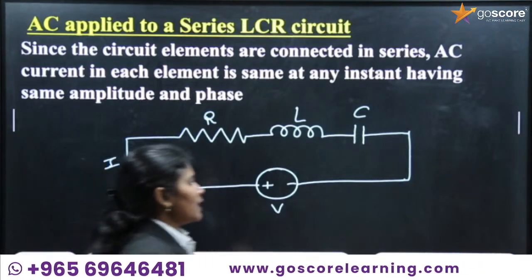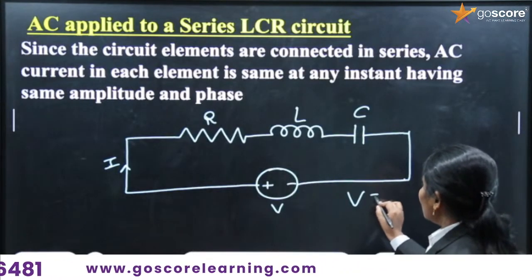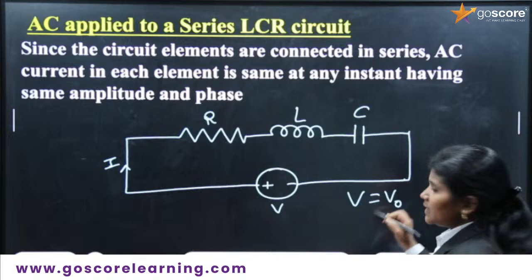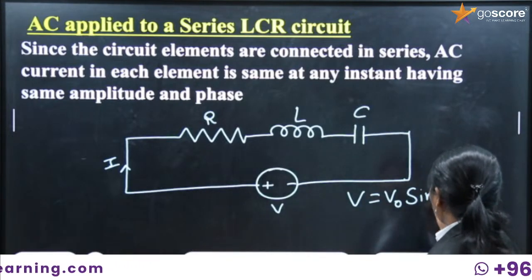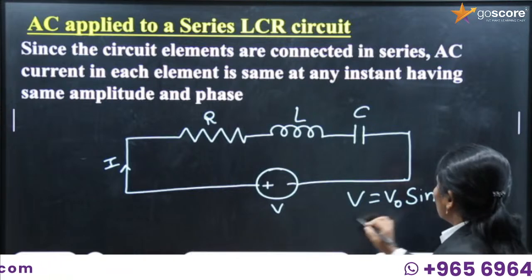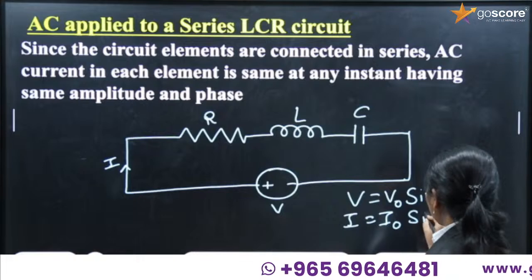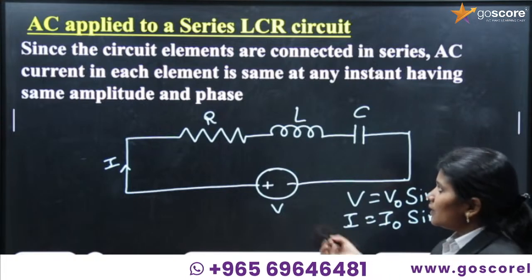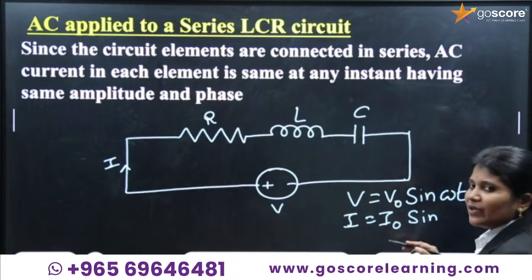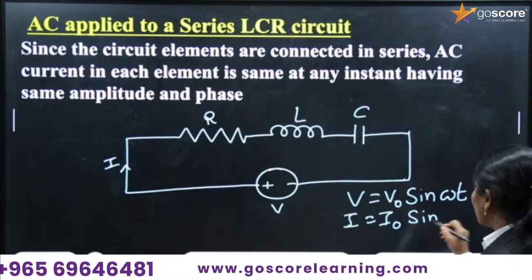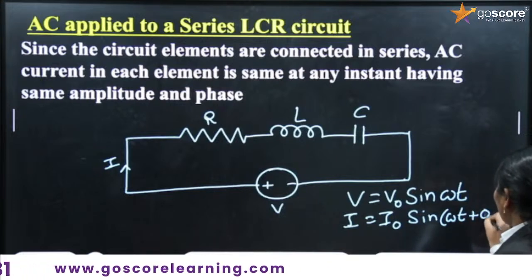So for this circuit, what are the voltage equation and current equation? We know it is an AC supply. V is equal to V naught sine omega t. I is equal to I naught sine, and since we are connecting series RLC, there is a phase angle between voltage and current. That's why it is omega t plus phi.